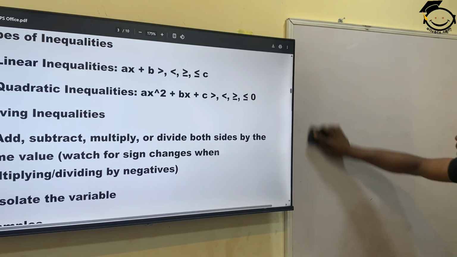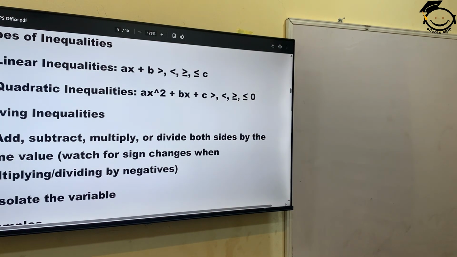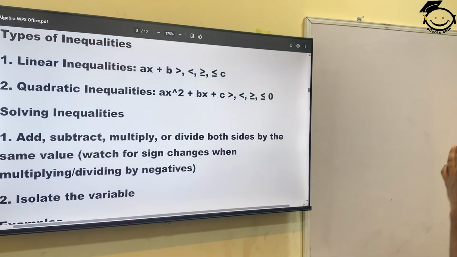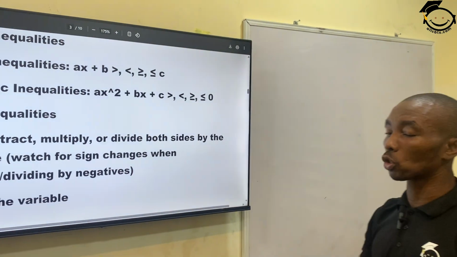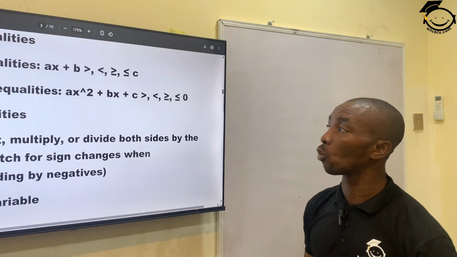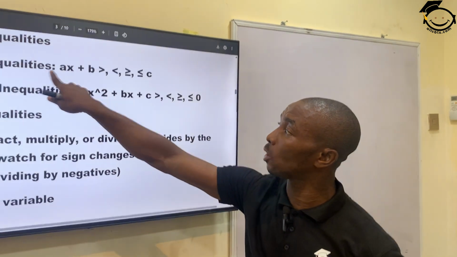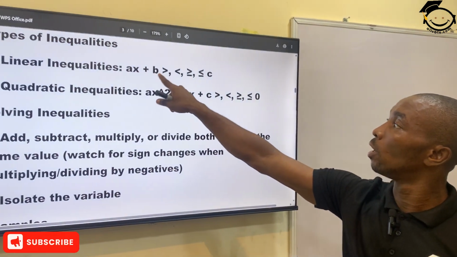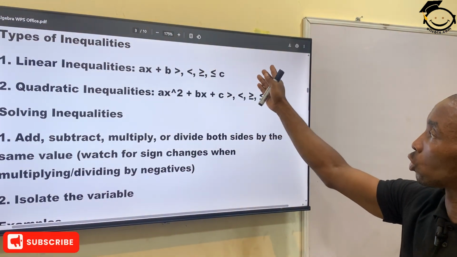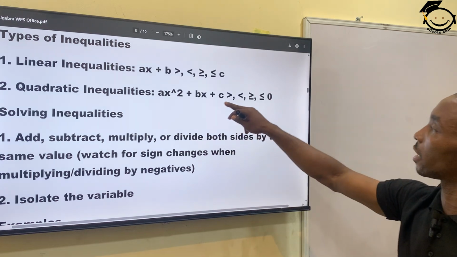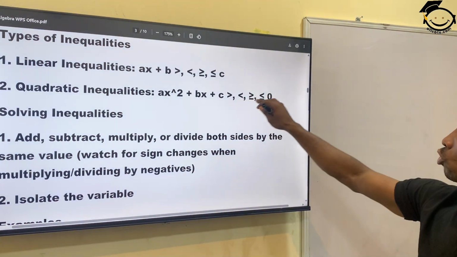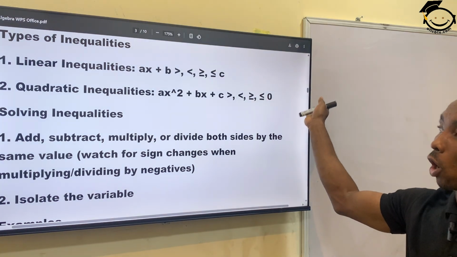We have the linear inequality and we have the quadratic inequality. The linear inequality is always direct, while the quadratic inequality deals with quadratic equations, where you have to solve a quadratic equation as an inequality. For the linear inequality, we have ax plus b less than, greater than, less than or equal to, or greater than or equal to a constant c. For the quadratic, you can see we have a quadratic expression on one side and 0 on the other side.